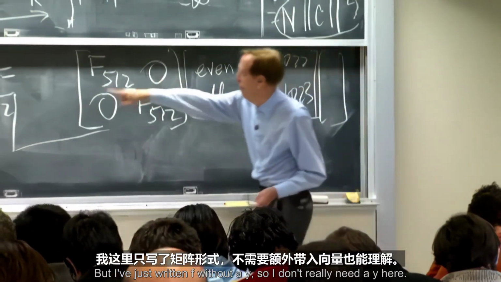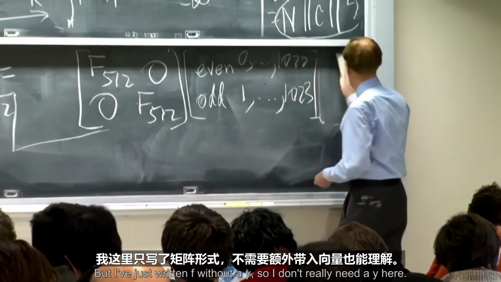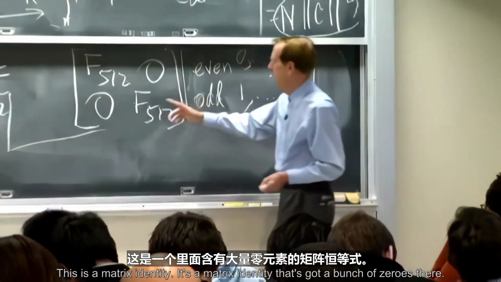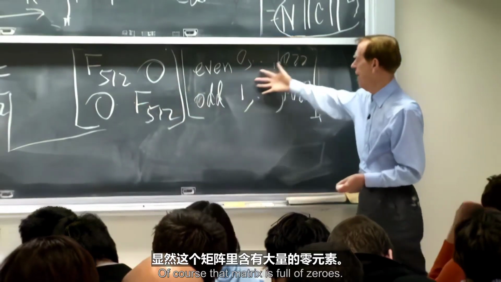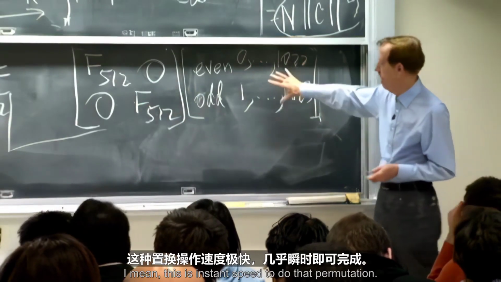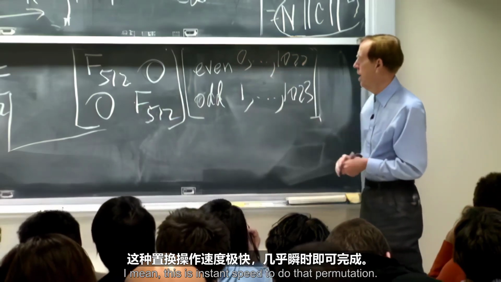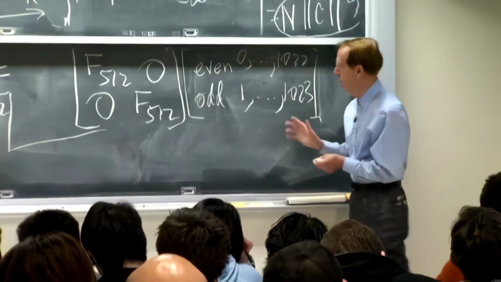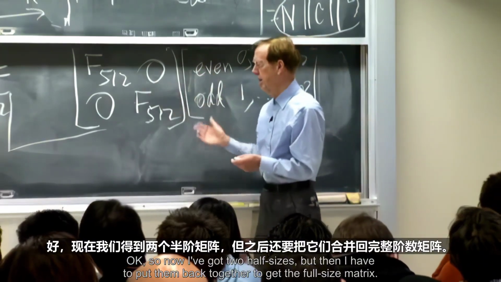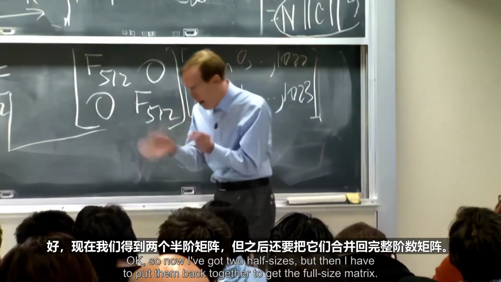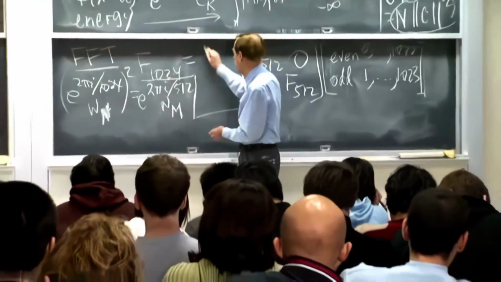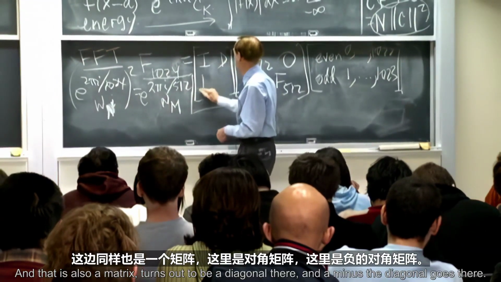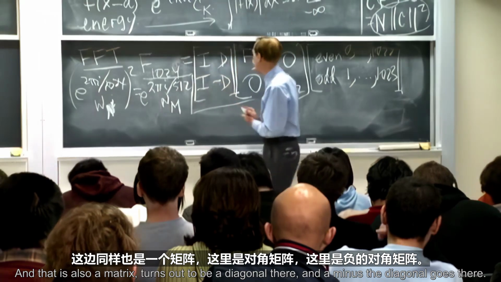But I've just written F without a y, so I don't really need a y here. This is just a matrix identity. It's a matrix identity that's got a bunch of zeros there. Of course, that matrix is full of zeros. I mean, this is instant speed to do that permutation. Grab the evens, put them in front of the odds. Okay, so now I've got two half sizes, but I have to put them back together to get the full-size matrix. And that is also a matrix, turns out to be a diagonal there, and minus the diagonal goes there.